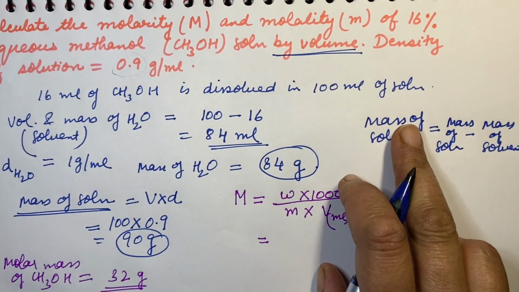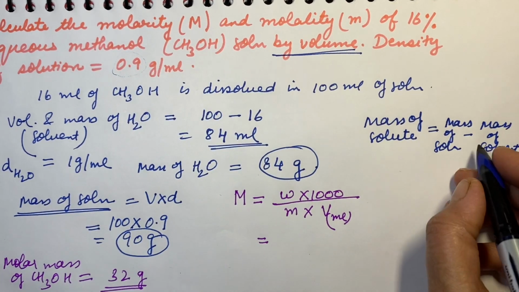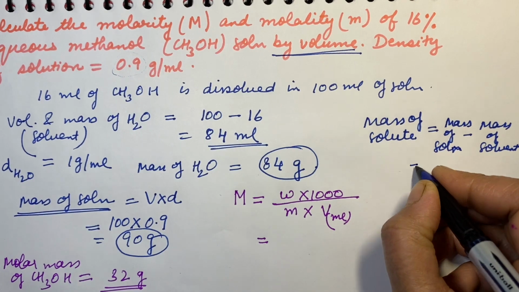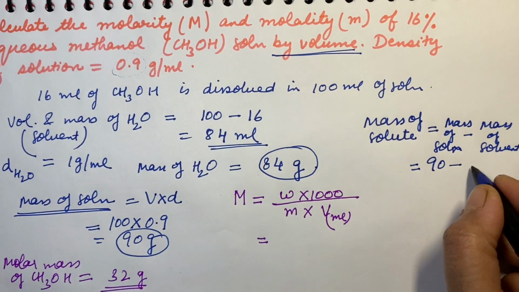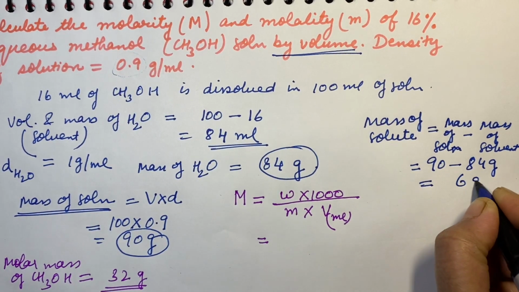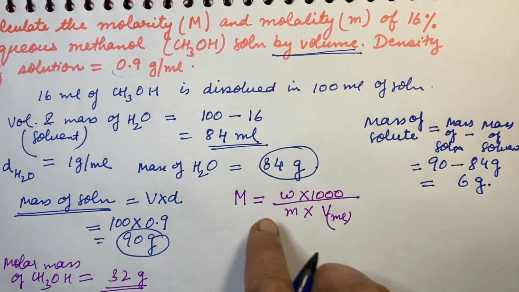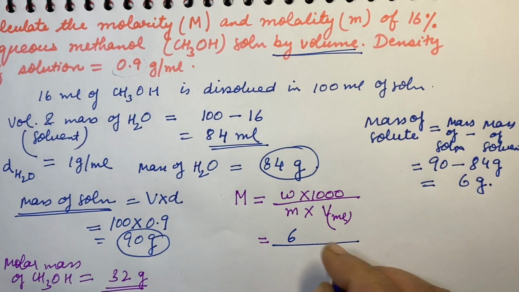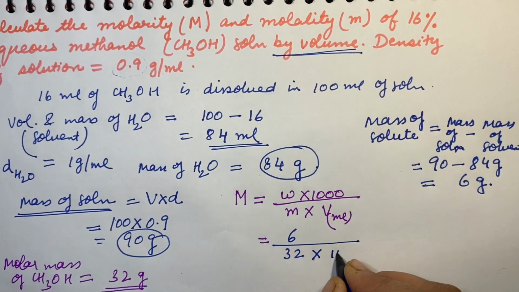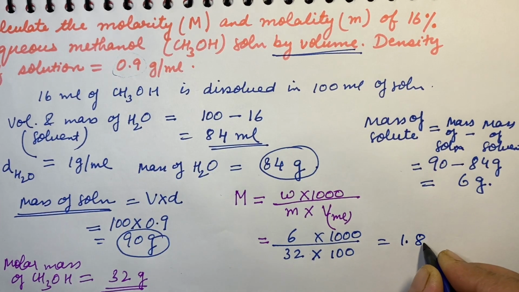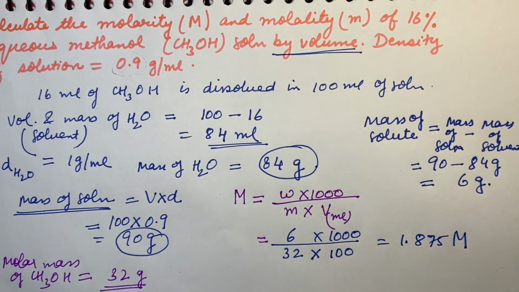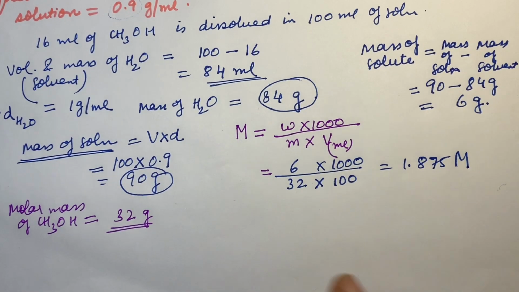So we can calculate the mass of solute, which is equal to mass of solution minus mass of solvent. What is the mass of solution? It is 90 grams, minus mass of solvent, which is 84 grams. So it comes out to be 6 grams. So now substitute this value in this formula. 6 divided by the molar mass of methanol, which is 32 grams, multiplied by the volume in liters of the solution, that is 100, multiplied by 1000. When we solve it, it comes out to be 1.875 molar.